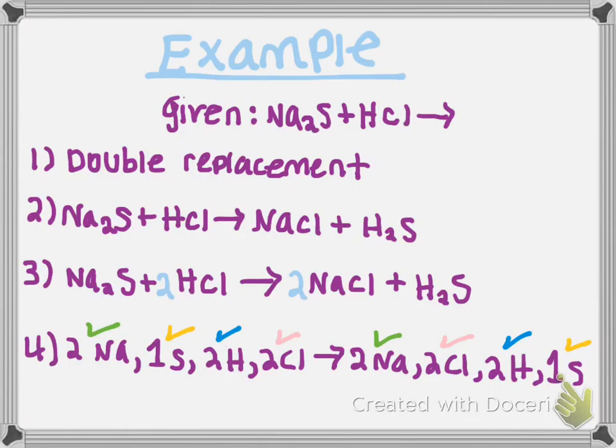The third step is to realize that there are 2 Na's on the left and 1 Na on the right. In addition to this, there are 2 H's on the right and 1 on the left. So we need to fix this problem by balancing. There's 2 Na's on the left, which means we have to have 2 on the right. If you put a 2 in front of NaCl on the right, Na's are now balanced.